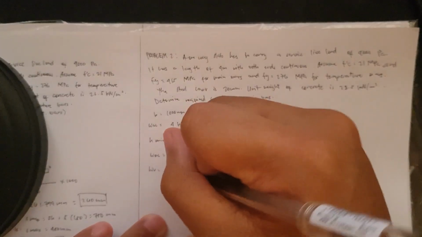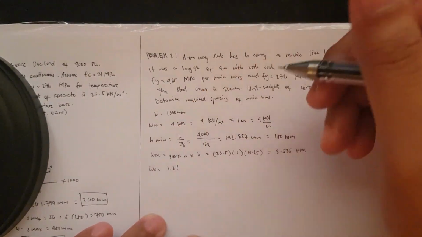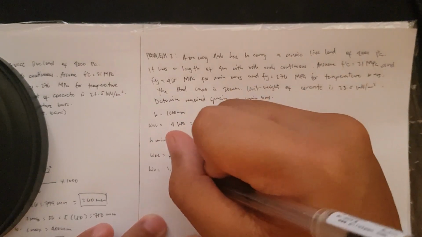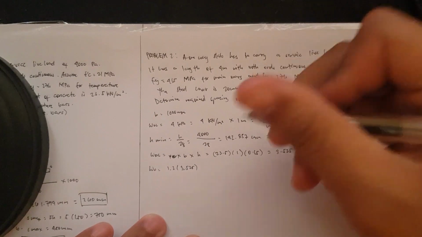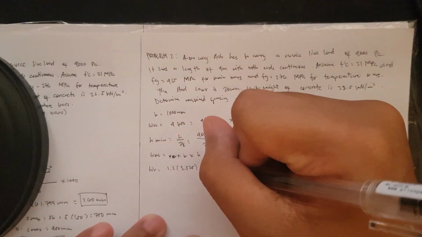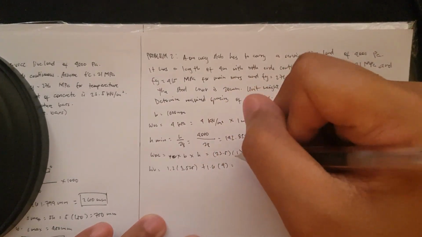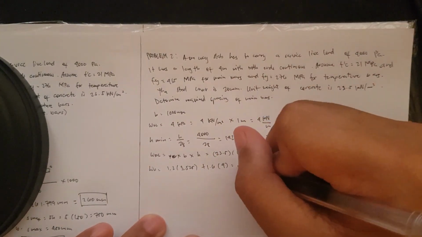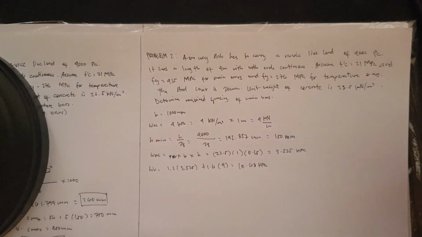Then compute naman ngayon natin yung factored dead load and live load, which is yung Wu. So formula natin dito is 1.2 times yung dead load na nakuha natin. Ano yung dead load na nakuha natin? 3.525. Then plus natin sa 1.6 times yung live load na nakuha natin kanina, which is yung 4. So makukuha natin dyan is 10.63 kilopascal. So meron na tayong dead load, live load, kaya nakuha natin yung factored dead load and live load.